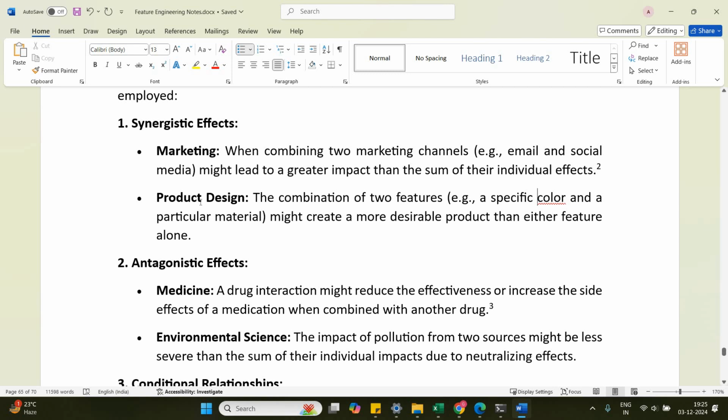So that is the synergetic effect. Similarly, it has been given for product design. If you are combining two features, like a specific color and a particular material, then you are able to get a desirable product that you are not able to get through only one of the parameters. If you combine two parameters, maybe you are able to get a better product than you are imagining.